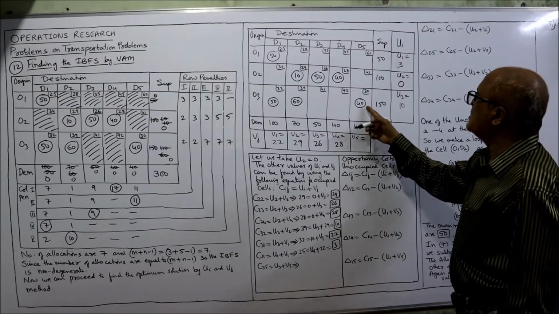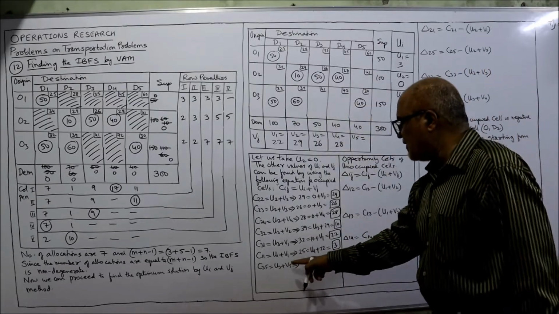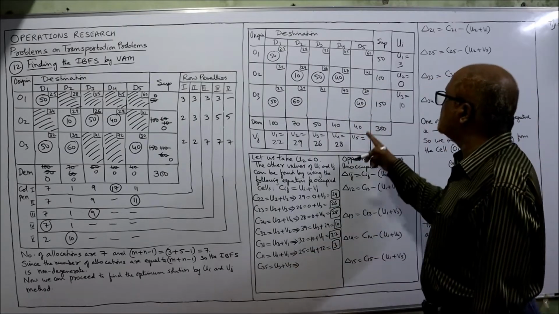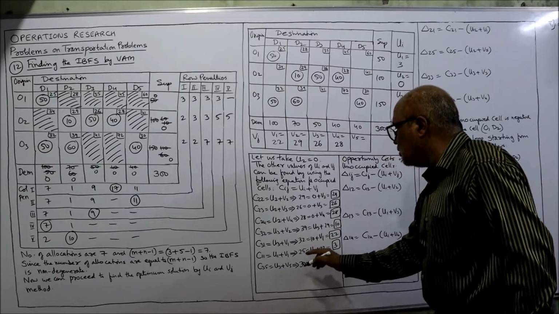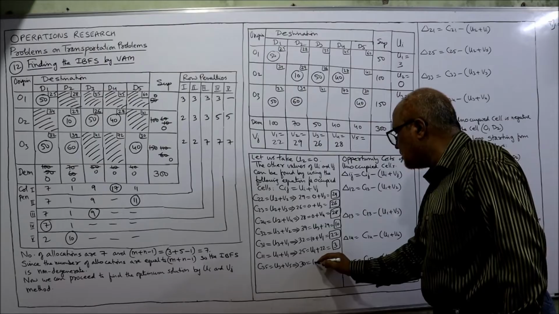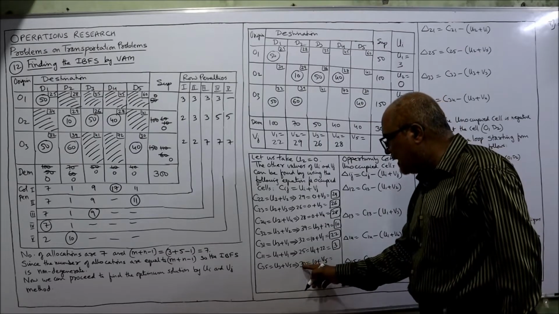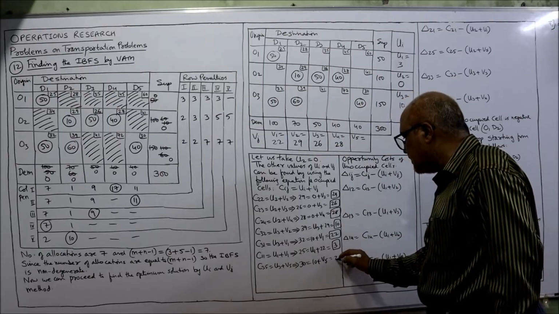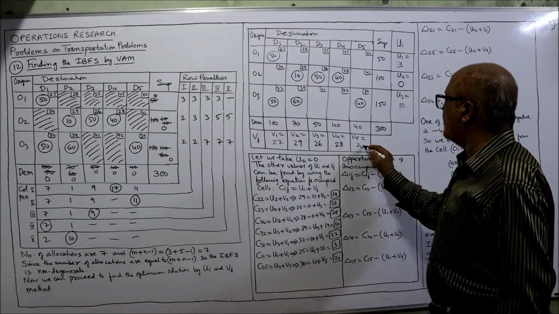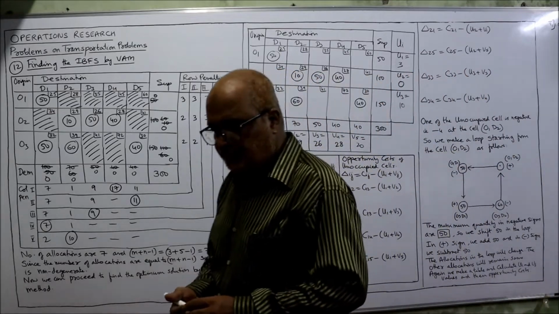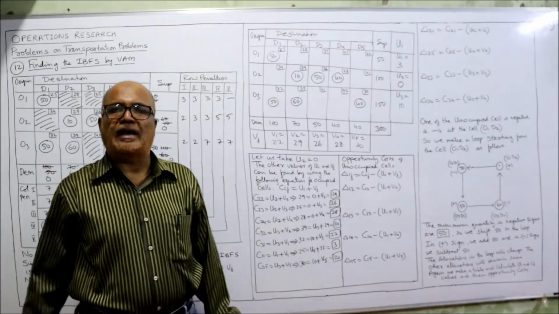Now we can make use of this cell to find out V5. 3, 5. C35 is equal to U3 plus V5. C35 how much? 30. 30 is equal to U3, U3 is 10, plus V5. Now take this 10 to LHS. So 30 minus 10, 20. We got V5 is equal to 20. That's all. So we have calculated all the Ui and Vj values.